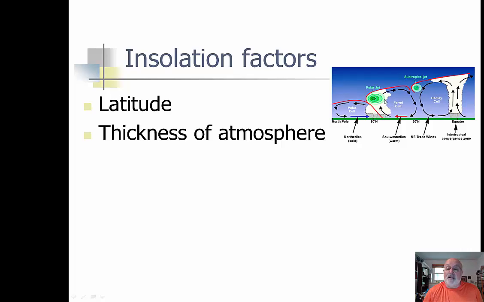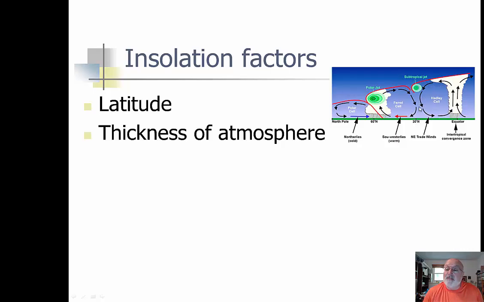These are the locations of the jets. We have a polar jet, which affects us in the wintertime because it moves down into the southern United States, and we get this nice cold air coming from Canada. And the subtropical jet affects us in the summer when it moves north of us, and we get this nice humid air coming out of the Gulf of Mexico.